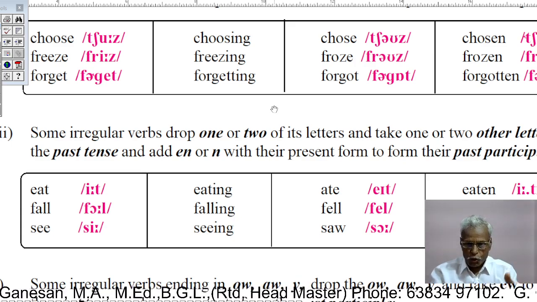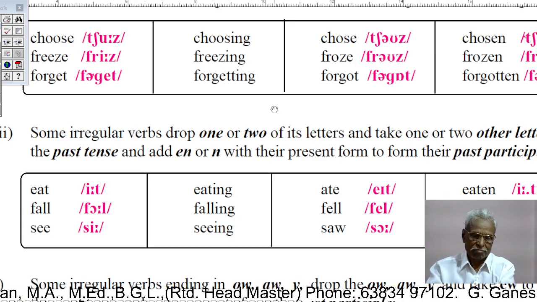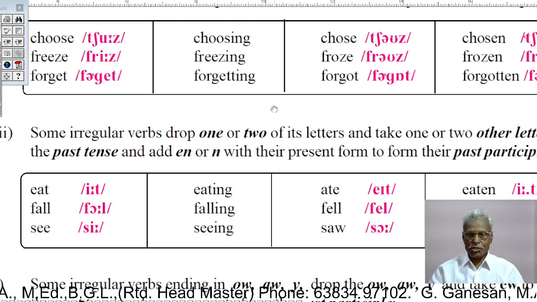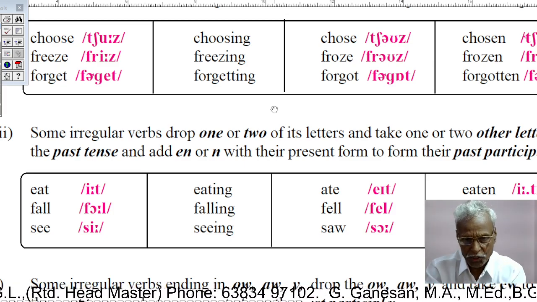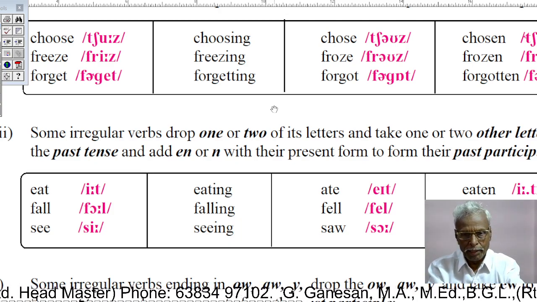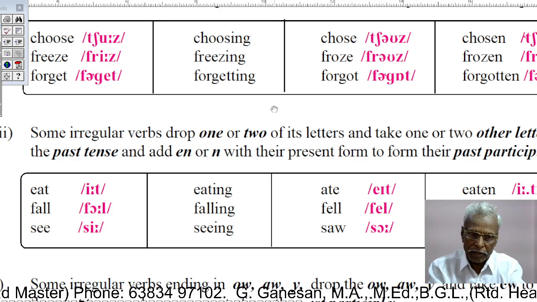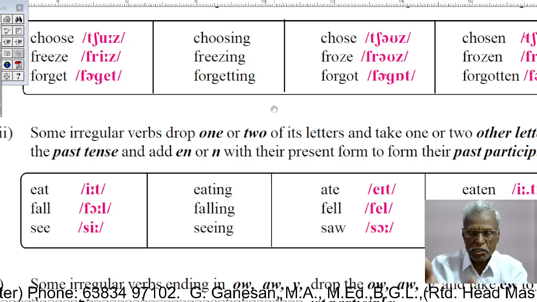See, saw, seen. Drop one or two letters, and take one or two letters to form the past tense, and add EN to the present form to form the past participle.